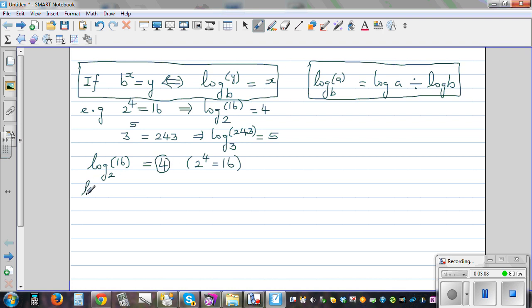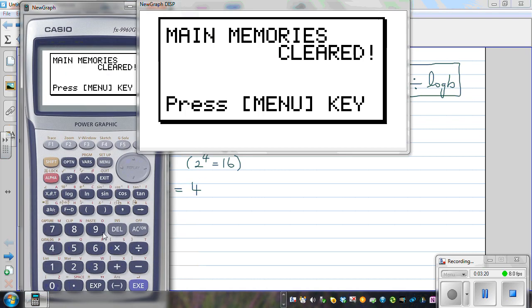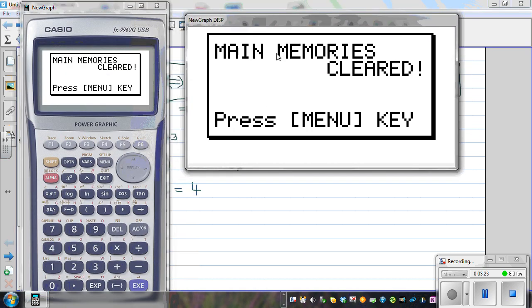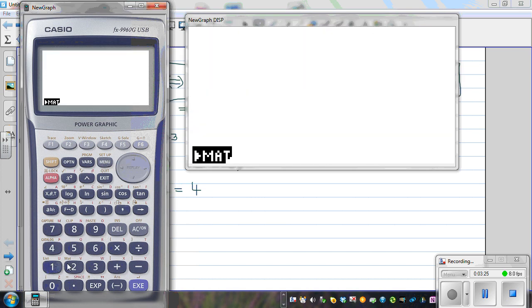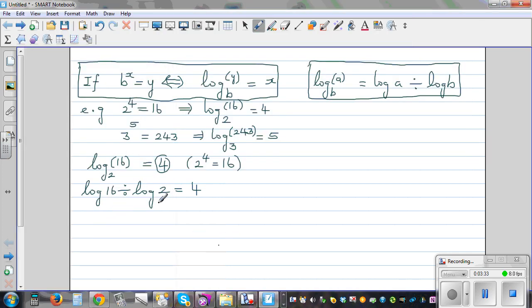If you press log 16 divided by log 2, that will give you 4. So let me show this on the calculator. If you go to menu and run, and press log 16 divided by log 2, that will give you 4. Okay, so let me give you one more example.